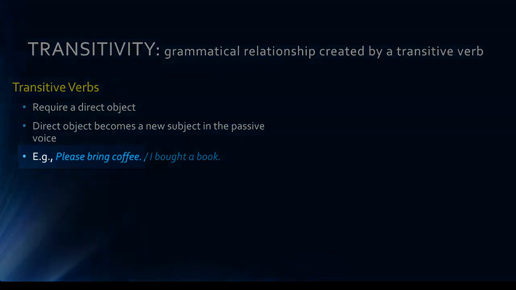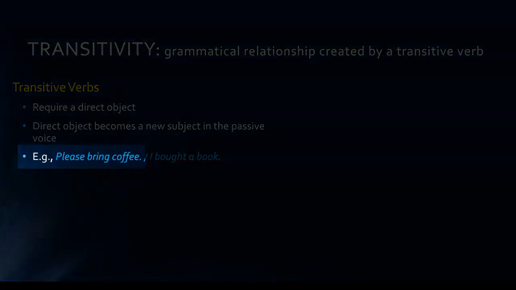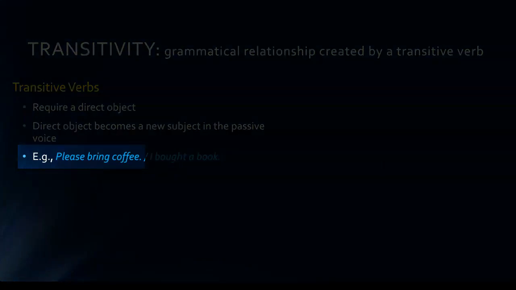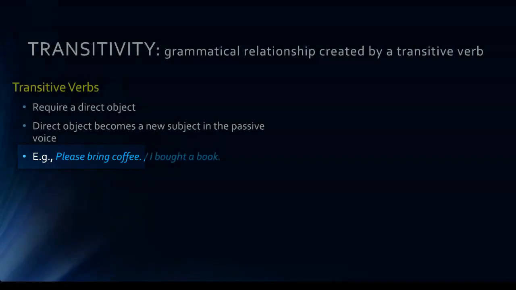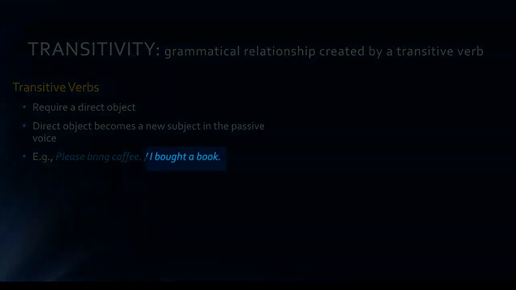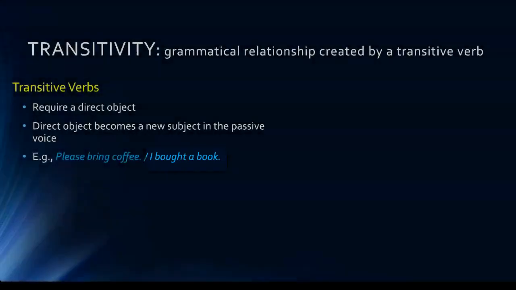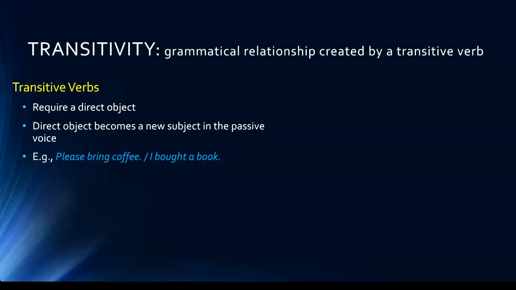For example, if I say, please bring coffee, I need to have a direct object after the verb bring. Otherwise, the meaning of the sentence will not be complete. I can't just say, please bring, right? My listener is going to say, bring what? Coffee, tea, a book, a chair? Also, if I use another sentence like I bought a book, the verb buy requires a direct object in this case. I have to tell my listener what I bought. I bought a book, or I bought a car, or I bought a house.